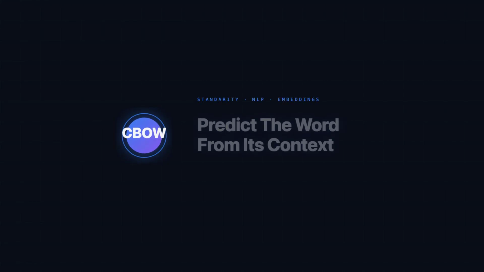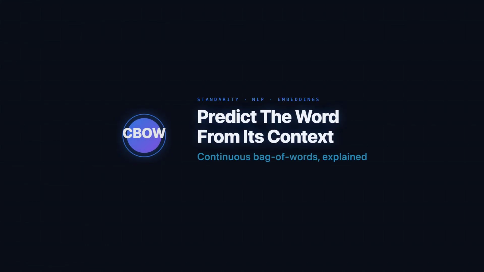If you've met the skipgram model, then CBOW is its mirror image, and honestly the more intuitive of the two. Skipgram takes a single word and tries to guess its neighbors. CBOW flips that completely. It hands the model the neighbors and asks it to guess the word missing in the middle. It's basically the fill-in-the-blank game you played as a kid. The quick brown blank jumps over the lazy dog, and the model learns to answer fox.